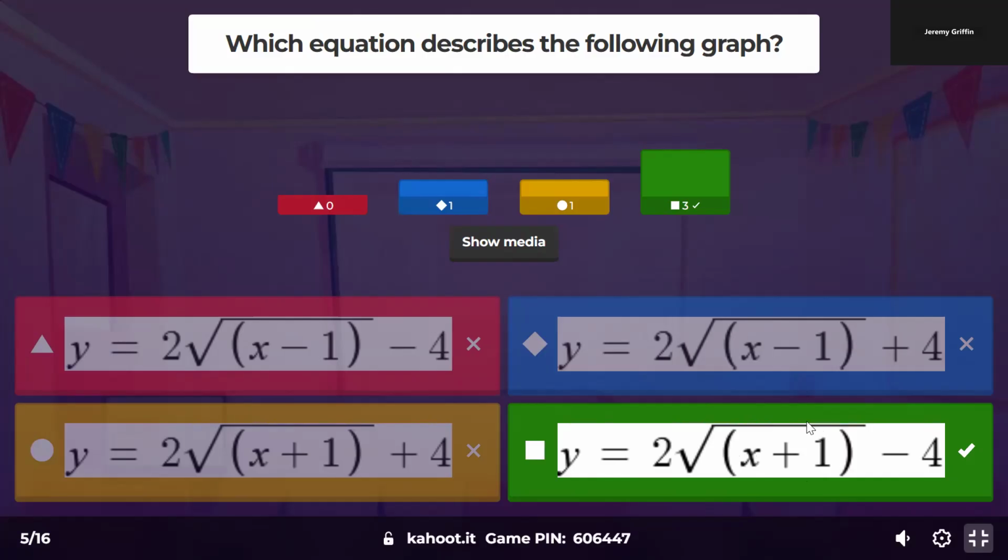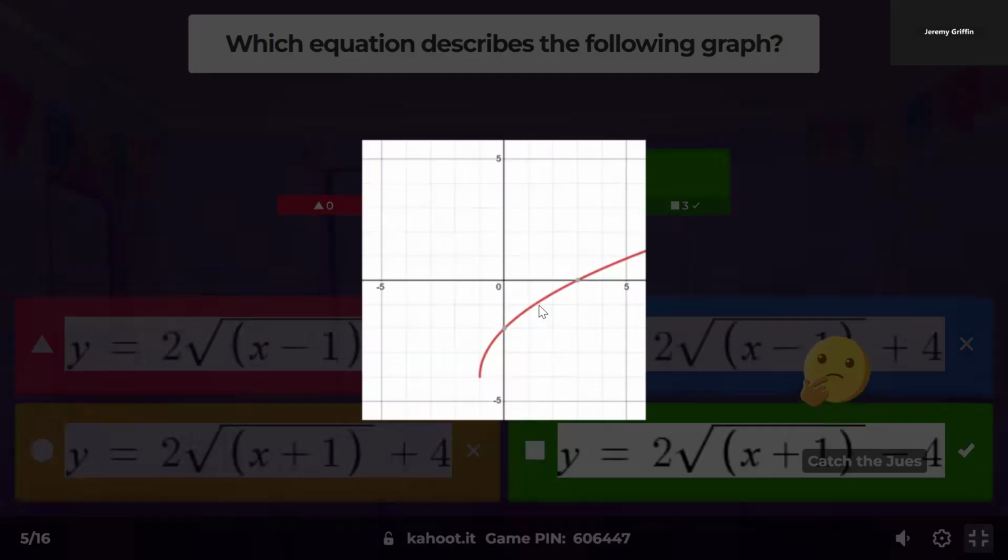Just the square root bit would be 0, right? 0 times 2 is still 0. 0 minus 4 is -4. That gives you that coordinate, doesn't it? Or, here, let's go back to the graph. What about this coordinate right here? Does this look approximately 0, -2? Is that approximately 0, -2?